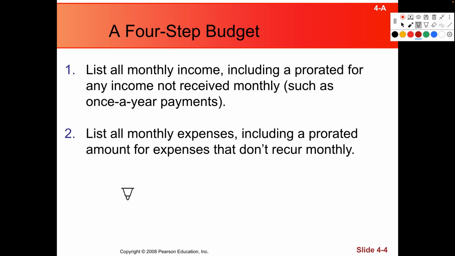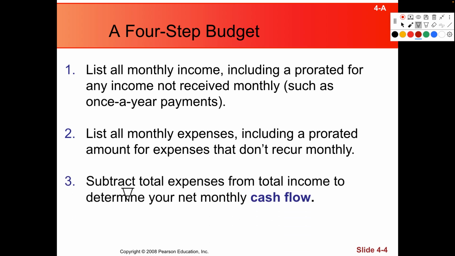Also list what your expenses are. Again, there are sometimes expenses like car insurance. Maybe you pay it every 6 months or something, but when you budget, you want to budget those as monthly expenses so that by the time it comes, you have that money to pay it.